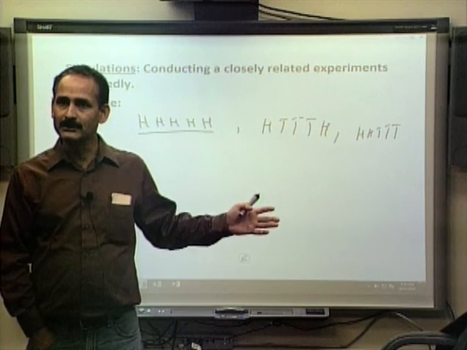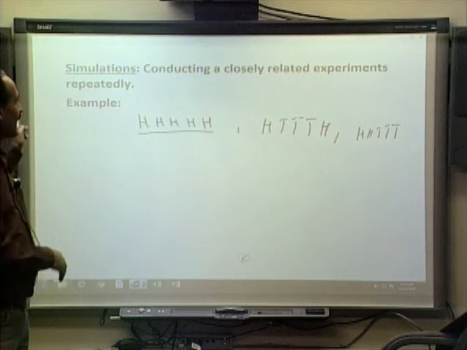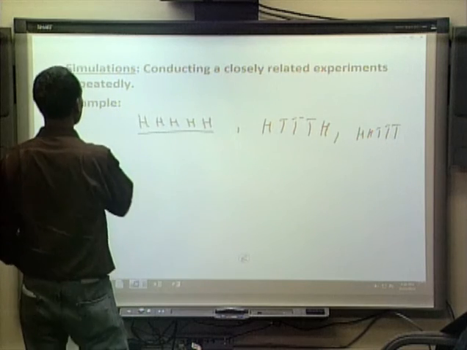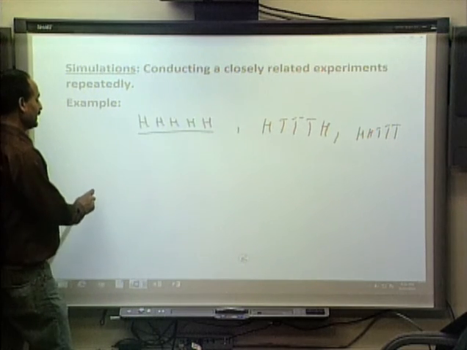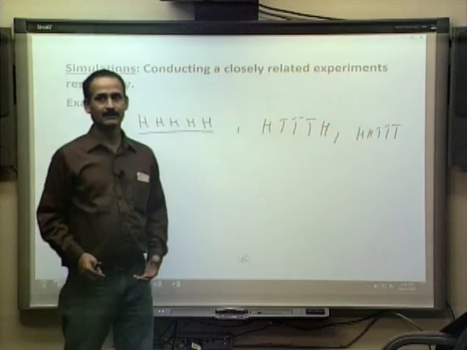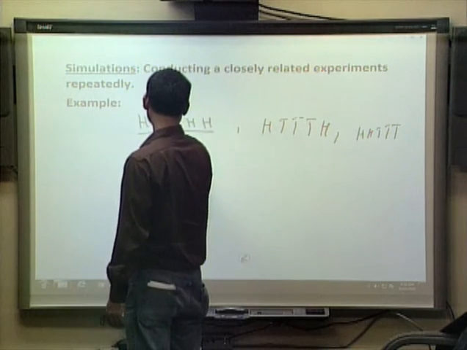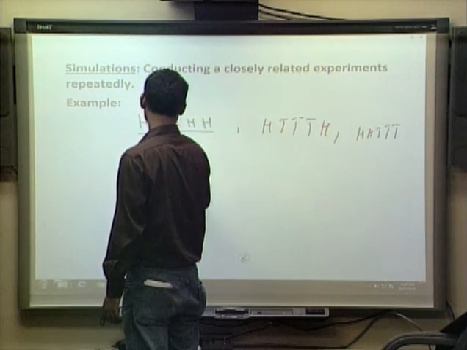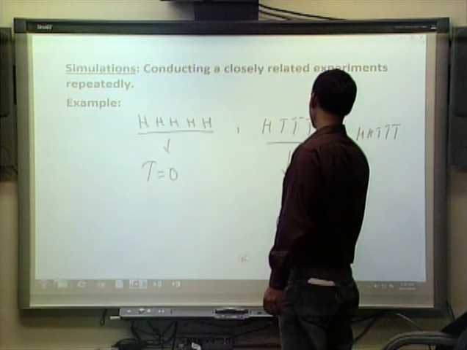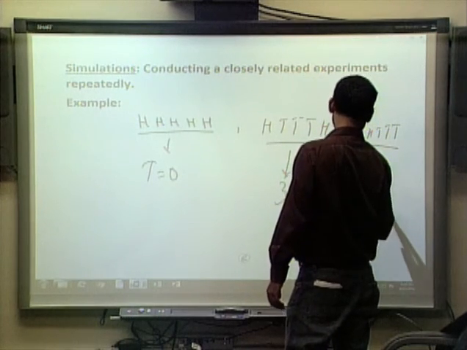In order for us to make this a simulation, I have to repeat this process several times. And if I repeat this process several times, I can say on average how many tails will be there. For example, for this particular experiment, if I think of tails, there are 0 tails. For this particular experiment, there are 3 tails. For this one, there are 3 tails.